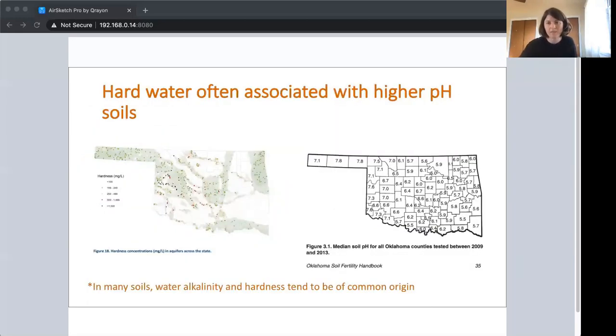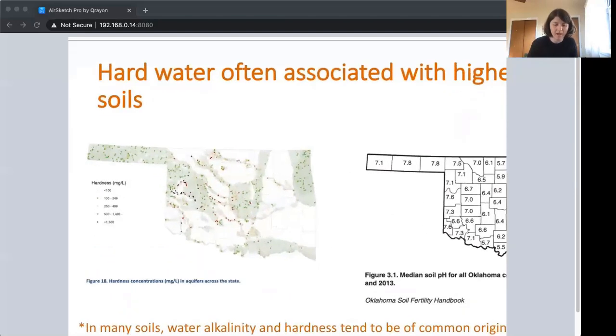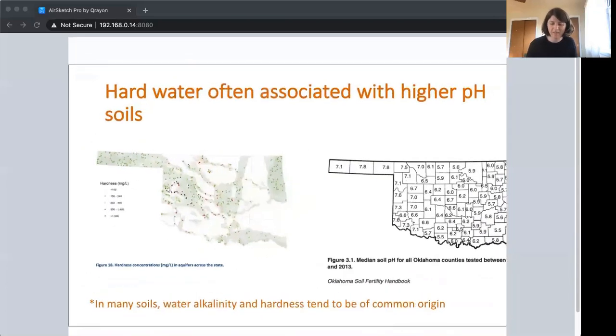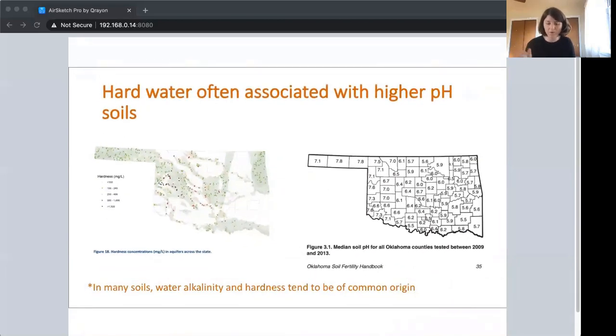Other issues in soil systems and agricultural systems that are associated with hard water include higher pH soils. On the left, I'm showing a map of hardness concentrations in aquifers across the state, where the darker the color of the dots, the higher the hardness level in these aquifers. There's a lot of variability, but just generally notice that the western half of the state has a higher hardness level. And this tends to correspond more or less with higher pH soils in Oklahoma.